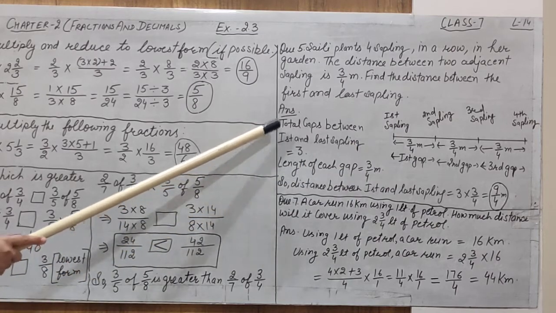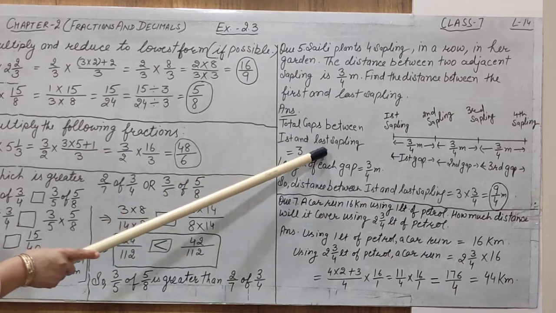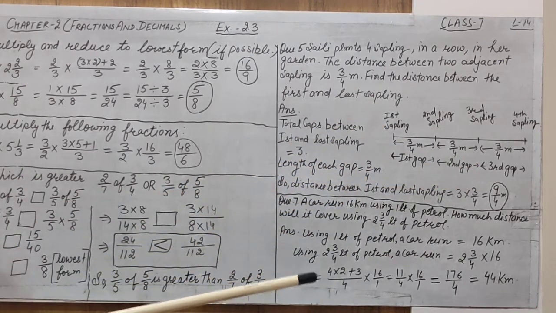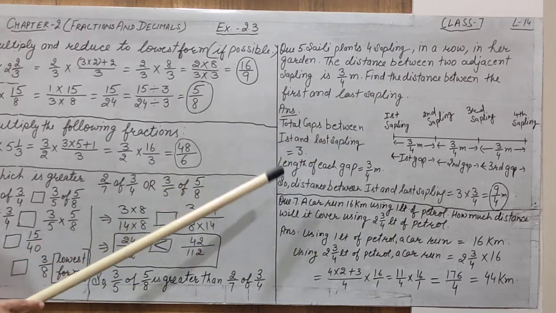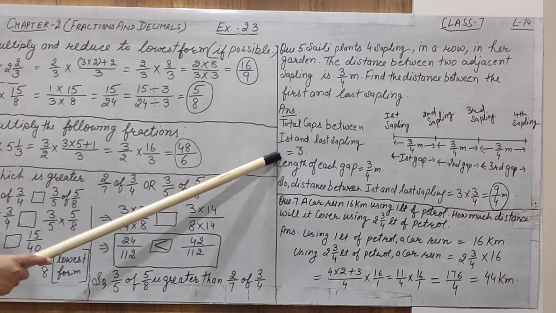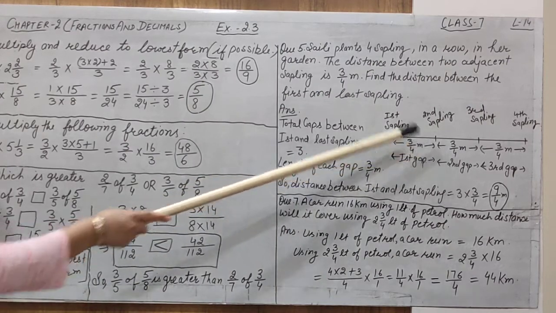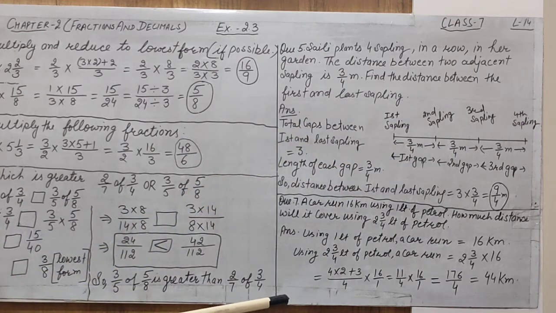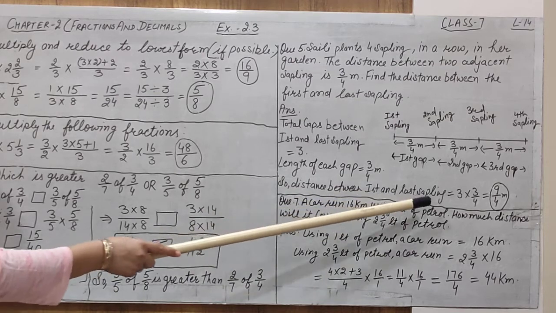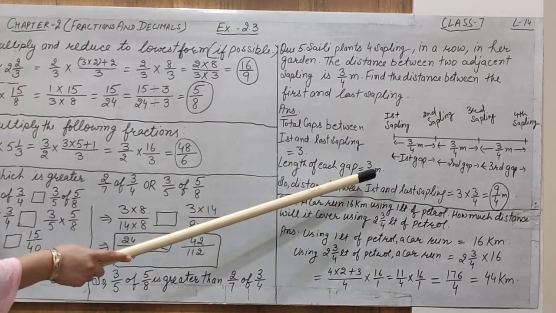So first of all, write down how many gaps are between first and last. 1, 2 and 3. There are 3 gaps between the first and fourth, or first and last, sapling. So total gaps are 3. Now, the length of each gap. What is the length of each gap? 3 by 4 meters. So the distance between first and last sapling is 3 multiplied by 3 by 4.